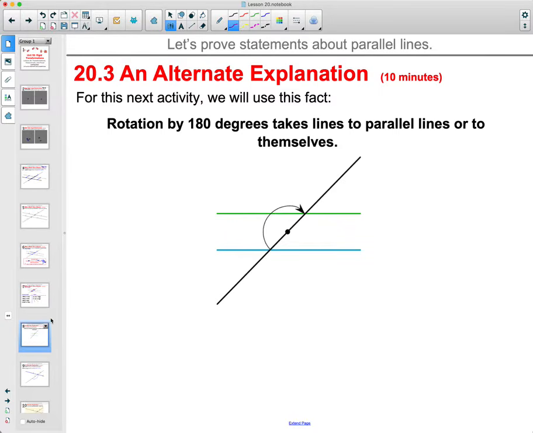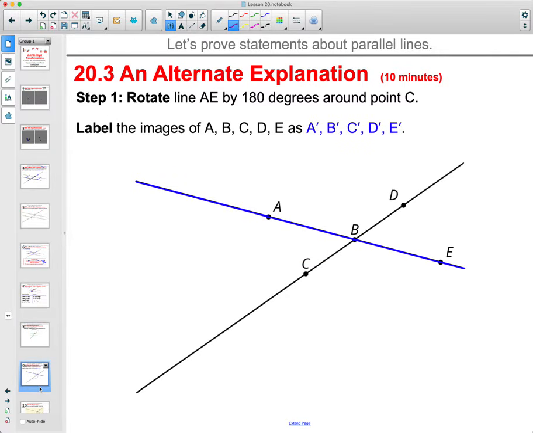Now instead of translating the line, let's think about it as rotating the line. Rotating the blue line 180 degrees will land it right on top of this green line. So at the top of page 144, let's actually do a 180 degree rotation. Get your tracing paper. It could be the same tracing paper because it's the same diagram as before.